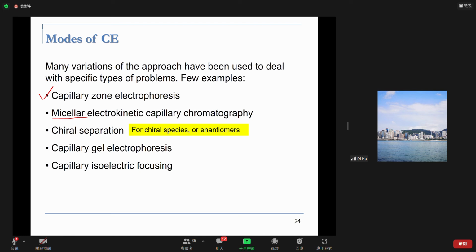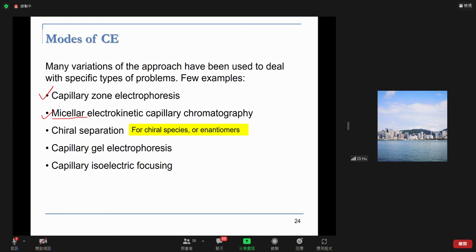And then we also apply CE to handle a very challenging analysis topic, that is chiral separation. For this one, you have to add some surfactant to form the micelle. And for chiral separation, you also need to add some modifier inside, like CD, for this chiral separation.